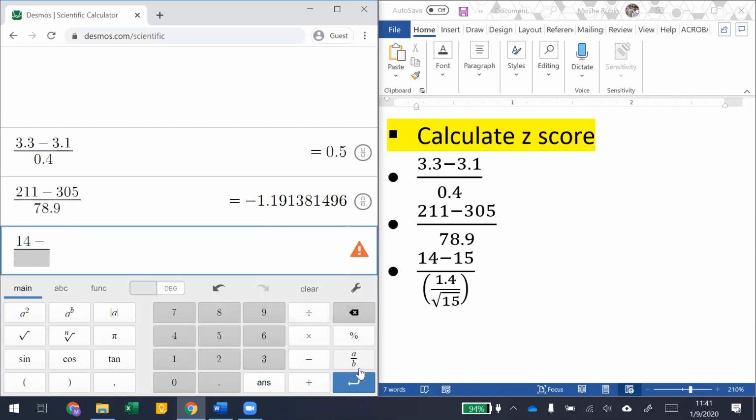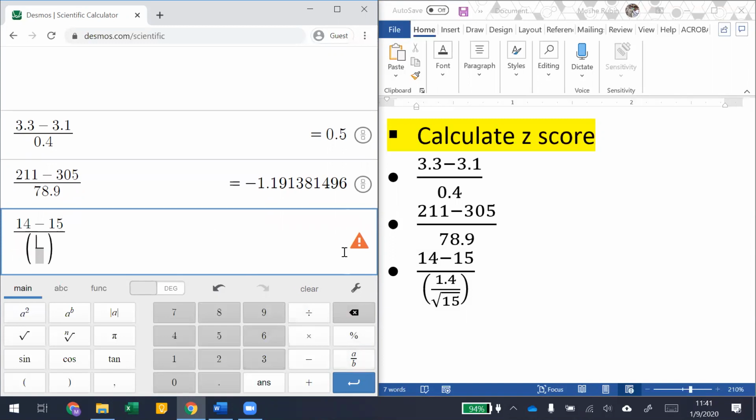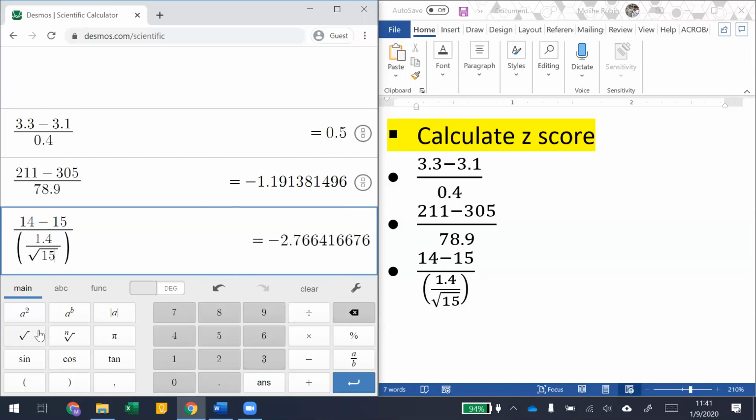Up top is easy, it's 14 minus 15, but on bottom I have this whole fraction I have to shove down there. So first I'm going to give myself a pair of parentheses to kind of organize myself and make sure everything happens in the same order that they wanted when they wrote this problem on the page. And now I can put a fraction down here, say 1.4 divided by the square root of 15, right? Square root button lives over here. I can put 15 down there. Finally get my z-score.